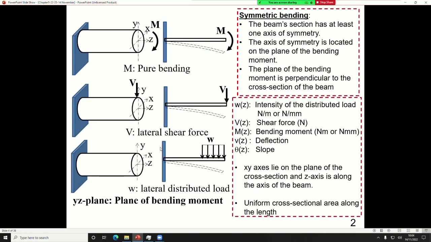The other thing I should emphasize is that we analyze beams which are symmetric. When we say symmetric, the cross-section of the beam has at least one axis of symmetry. It could have two, but it must have at least one axis of symmetry to be considered as symmetric bending.